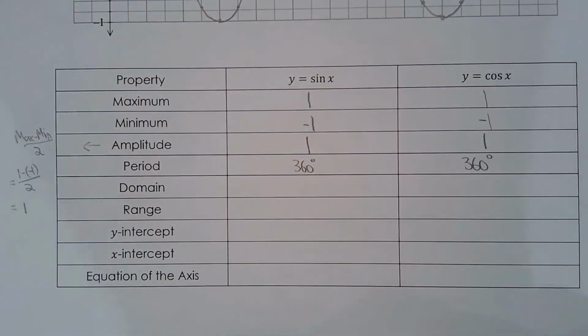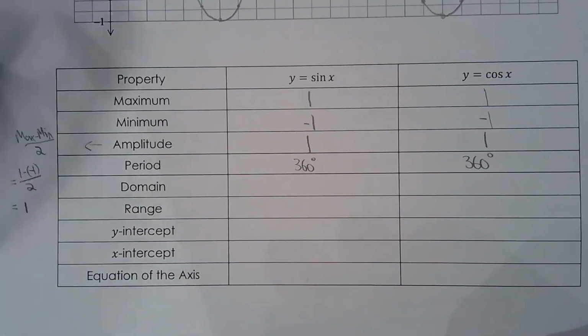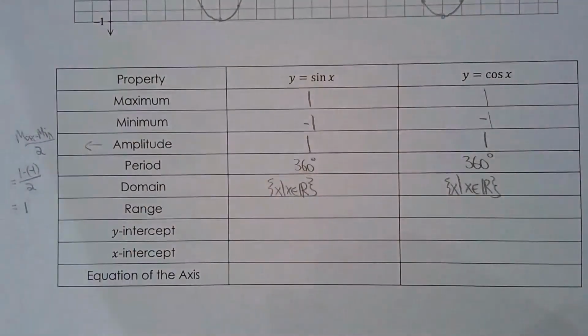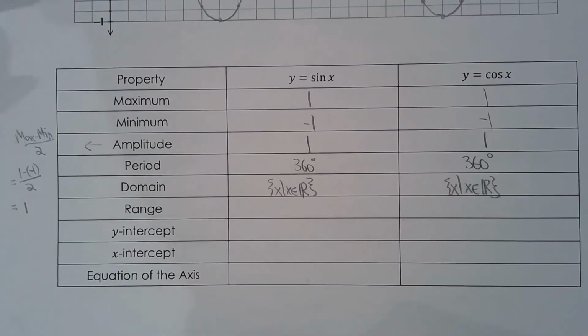So domain, I already spoke about the domain. For both, the domain is all real numbers, okay? No restrictions. You can have a large positive or negative angle. You can have 0 degrees as your angle. So no restrictions. Range. We spoke about the maximum and minimum values, and they should have the same range. So in both cases, you'll have a wave bouncing around from -1 to 1.